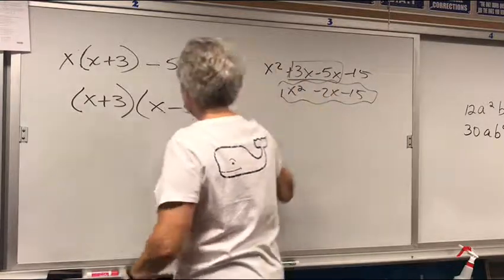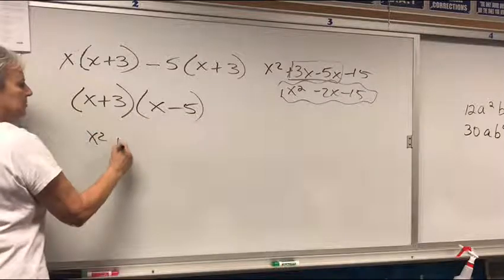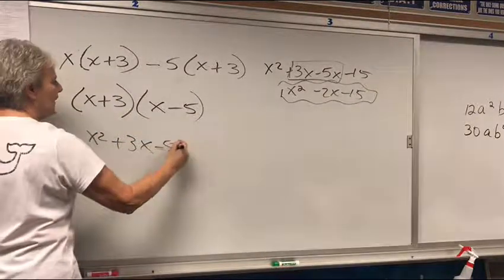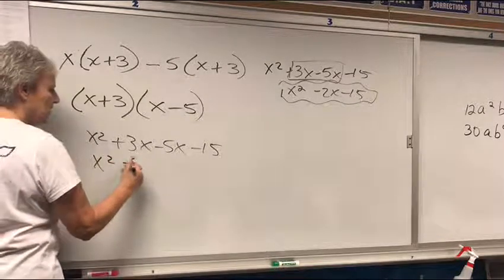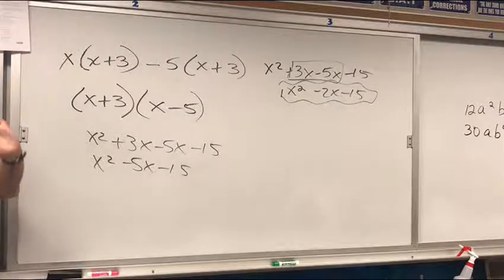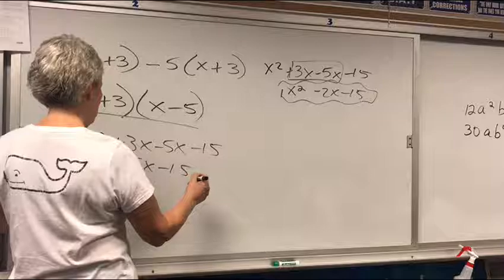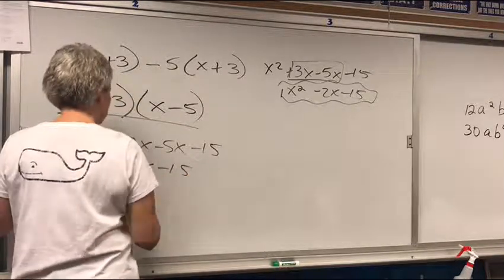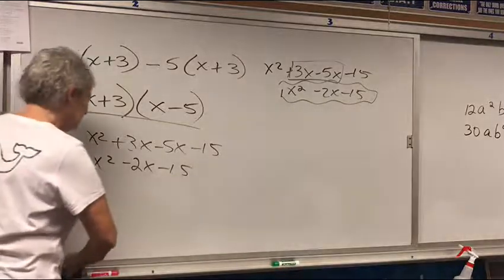Okay? Now this one, we're going to FOIL. X squared plus 3x minus 5x minus 15. X squared minus 5x minus 15. Okay. They're the same answer. It's supposed to be minus 2. Yeah, minus 2x. Oh, duh.